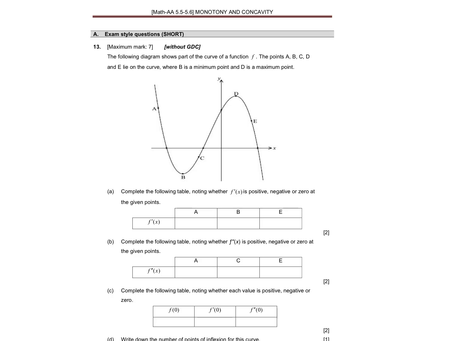So at A, it's negative because it's going down. B is zero because it's a minimum. And E is also negative.